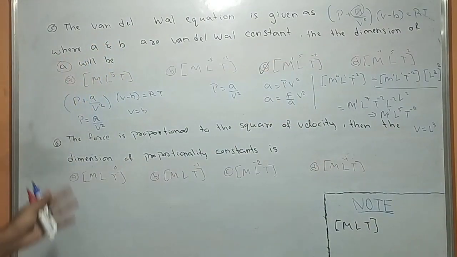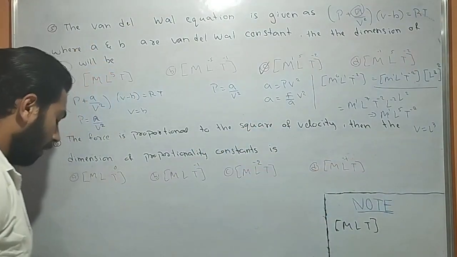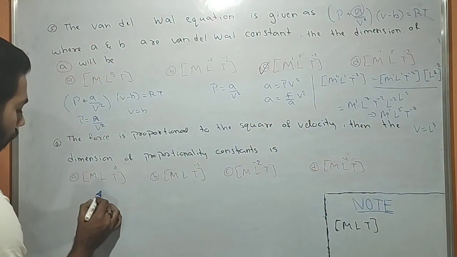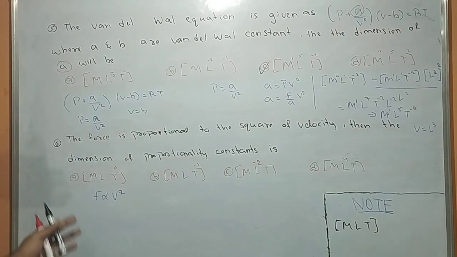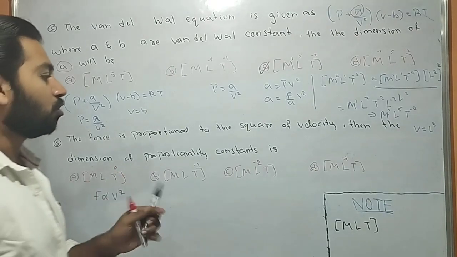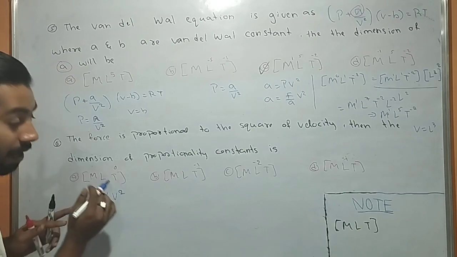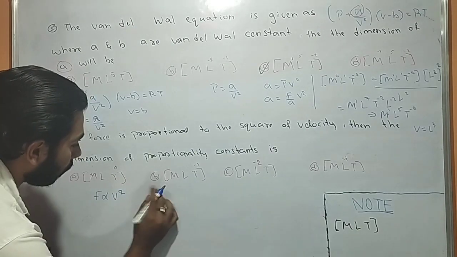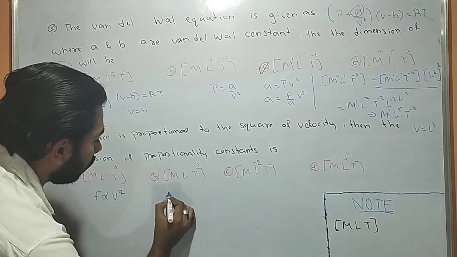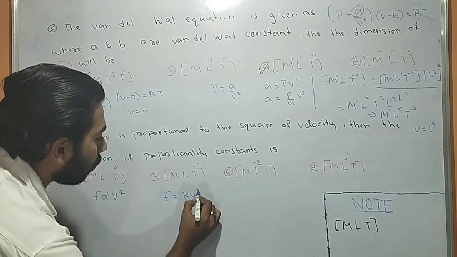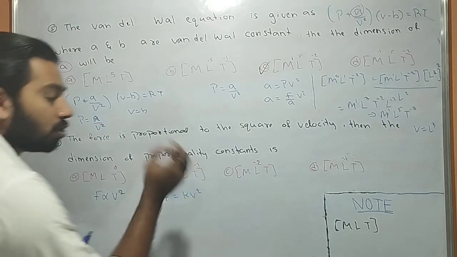Okay. Now, this is the second question. The force is proportional to the square of velocity. The dimension of the proportionality constant is, students. They are not asking the dimension of force or velocity. F is equal to kV square. They are asking the dimension of this proportionality constant, not of force or velocity.